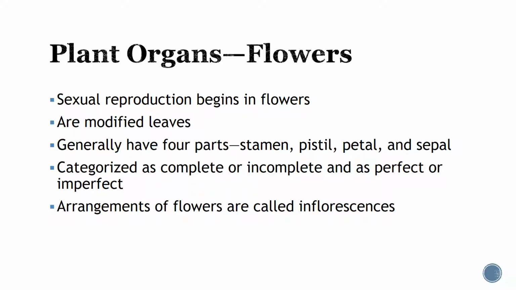One of the big things that you really need to understand is that sexual reproduction starts with those flowers. Once that growth stage or development stage happens where the plant will start to flower, this is where sexual reproduction starts to happen, and we'll look at the pollination and all of that as well. These are modified leaves, so they are modified for that sexual reproduction.